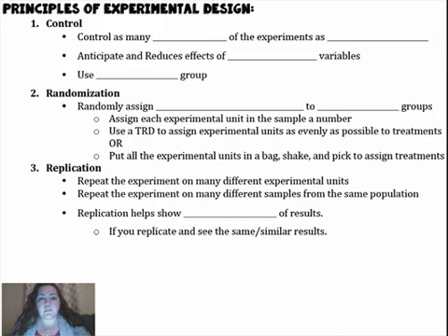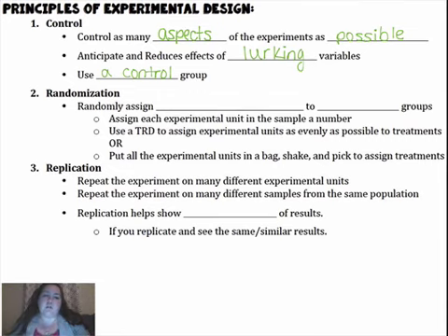Alright, principles of experimental design. Control as many aspects of the experiment as possible. We want to also reduce and anticipate the effects of lurking variables. And we want to use a control group if possible. So lurking variables are other variables that are not identified in the experiment, but could maybe have an effect on the results.